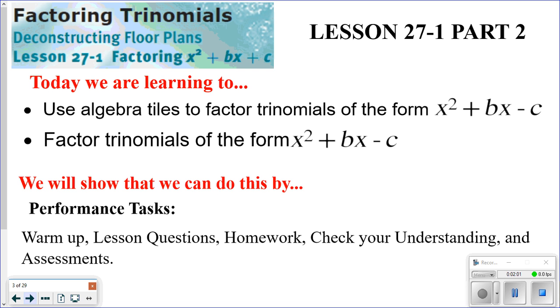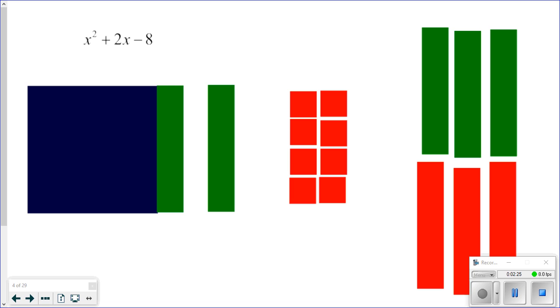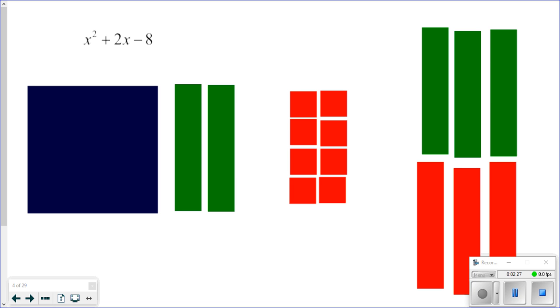So we are going to use algebra tiles again and the box method and guess and check. And now we're looking at when we have a negative constant term. Before we only had positive constant terms, and now we are going to look at what happens when we have a negative. If you're looking here, we have x squared, which is this big blue one, plus 2x, two green ones, minus 8. And we want to take these algebra tiles and form a square or a rectangle.